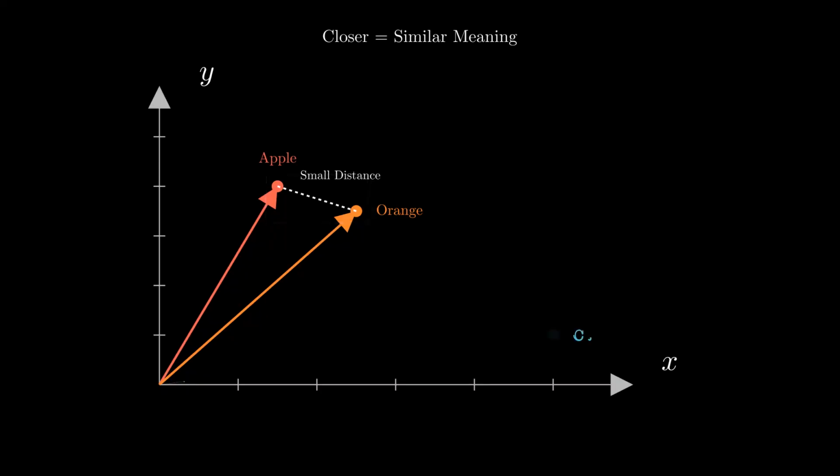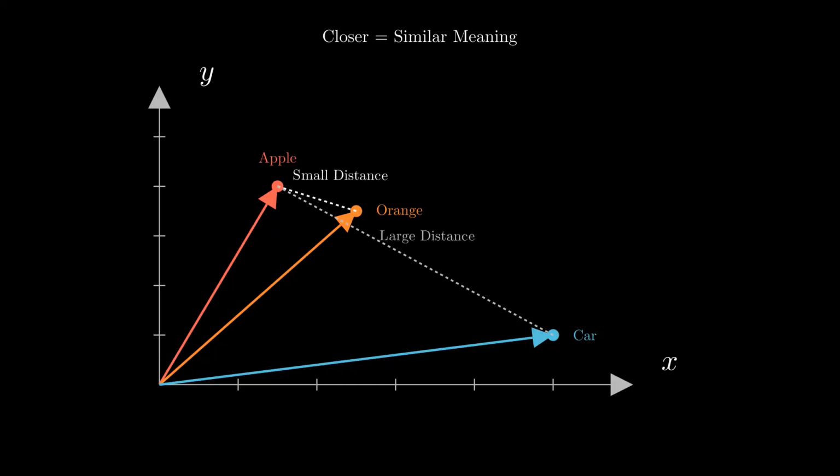Now, what happens if we introduce a word with a completely different meaning? Let's plot the vector for car. Mathematically, car has almost nothing in common with apple. It appears in totally different sentences. Consequently, its vector points in a different direction, landing far away in the graph. If we measure the distance between apple and car, we see a massive gap. This is the core mechanic of semantic search, calculating these distances. A small distance implies a match in meaning, while a large distance implies the concepts are unrelated, regardless of whether they share any specific letters or keywords.